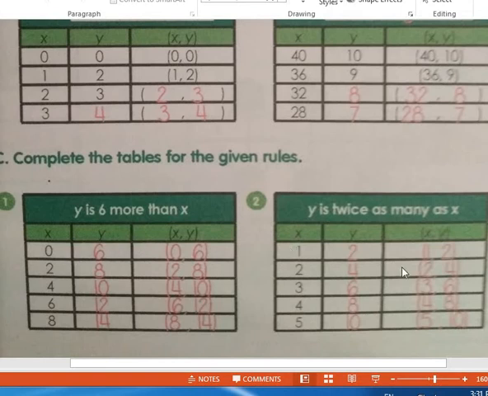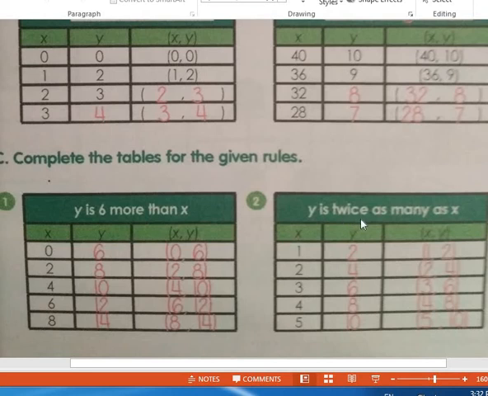Okay? Y is twice as many as x. So I will here add 2. 1 plus 2. Okay, there is a mistake here. Who recognized the mistake? Bravo, I can hear you. Miss, you said here more than and here twice. And twice in math is what? Multiply. Excellent, excellent.